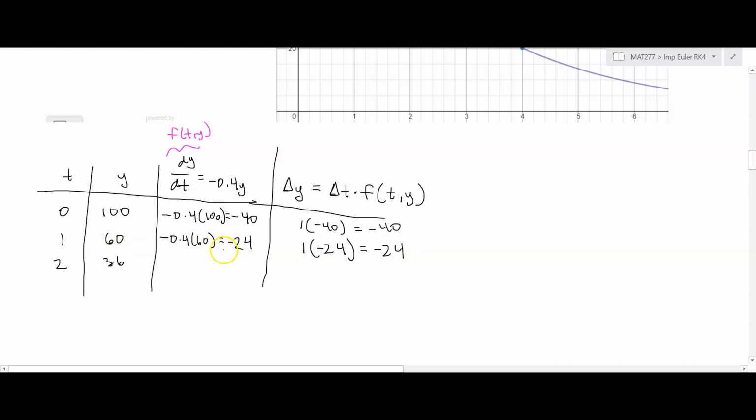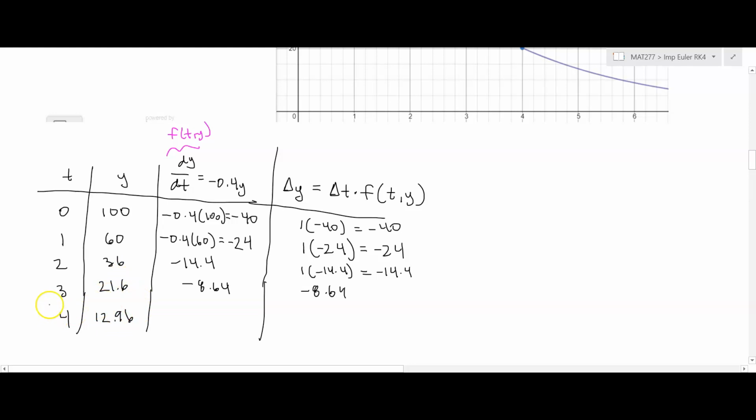Taking negative 0.4 times 36 gives me negative 14.4. And again, 1 times that will give me negative 14.4. 36 is expected to decrease by 14.4, which is 21.6. Here we'll get negative 8.64, and same thing here. And so at time 4, my estimate using the standard Euler's method will be 12.96.